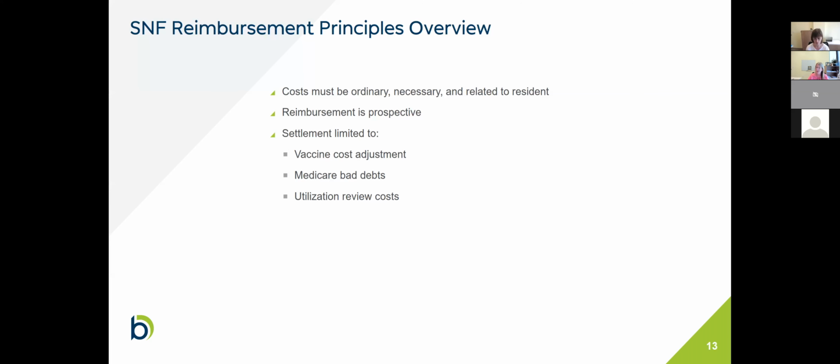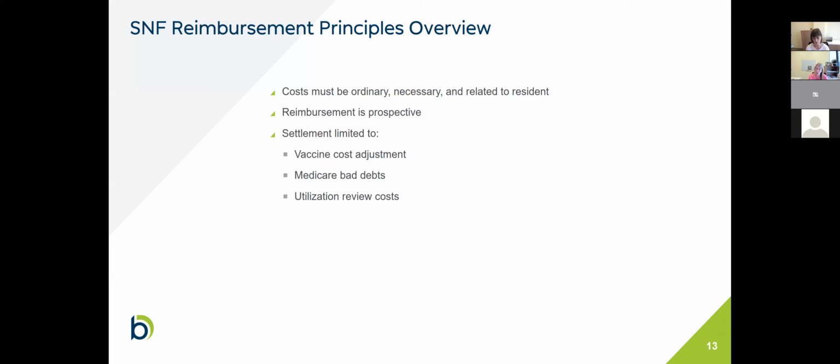Medicare will reimburse you 65% of your bad debts. It used to be a little less than that because of sequestration. Because of sequestration they would take 2% off. But right now, while sequestration is suspended, you get 65% of those.